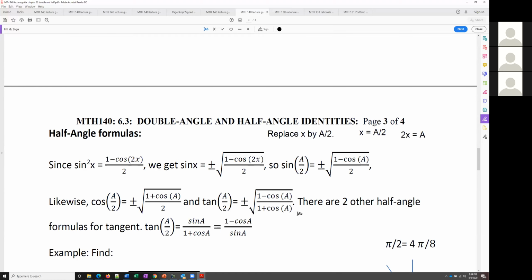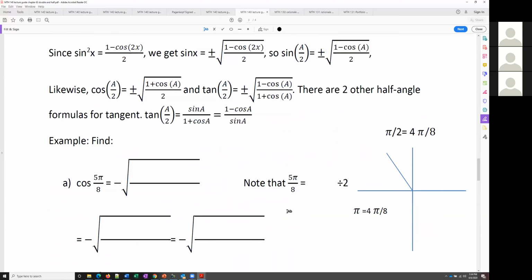Let's take a look at a quick example. We're going to figure out the cosine of 5 pi over 8. So the first thing I did was I thought about, well, where will 5 pi over 8 be? I know that pi over 2 is right here, which is 4 pi over 8. And pi, oh, this is a typo, pi is equal to 8 pi over 8. So 5 pi over 8 will be in quadrant number 2.